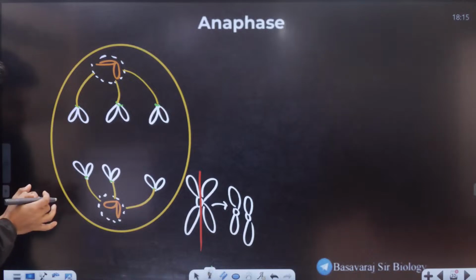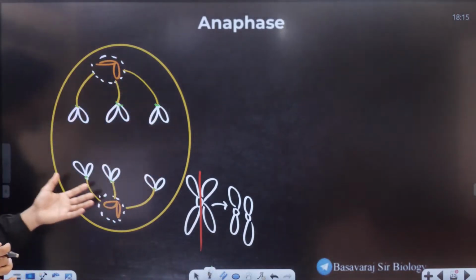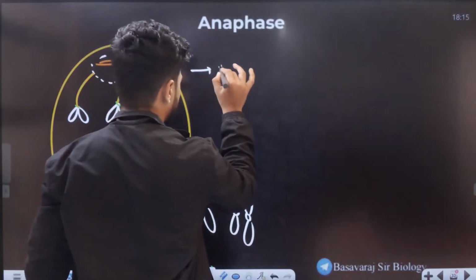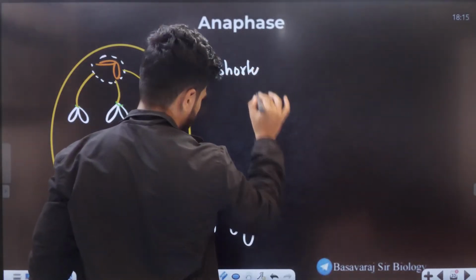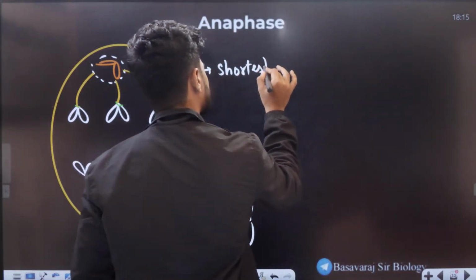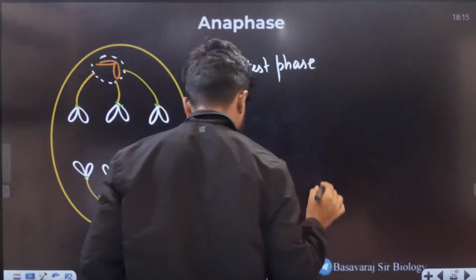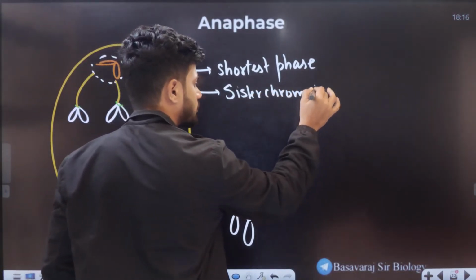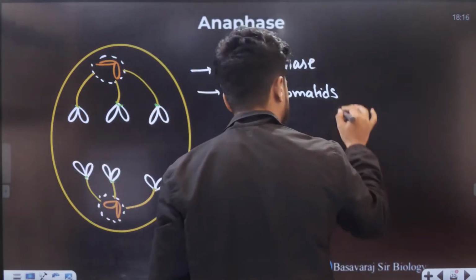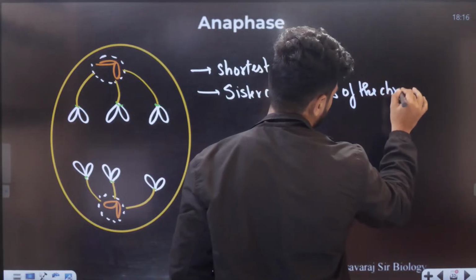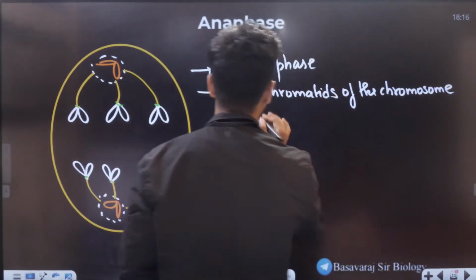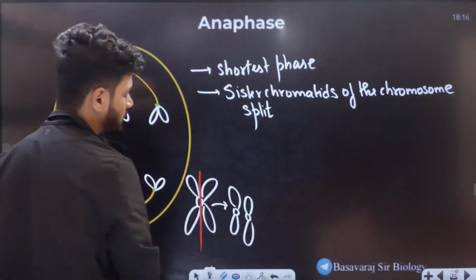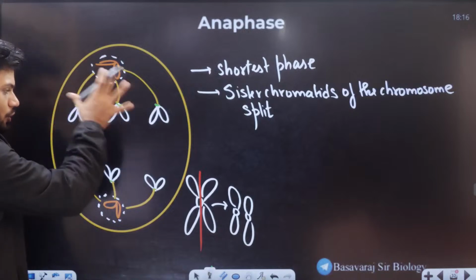Okay, top and top. Now students, can anyone remind me again, how many chromosomes do we have here? All of you tell me. Write down the points before that. This is the shortest phase. Shortest phase. Okay. Sister chromatids of the chromosome split. They completely split here.